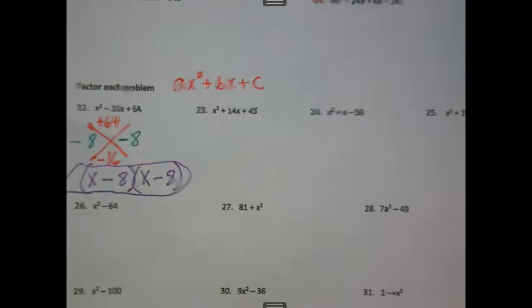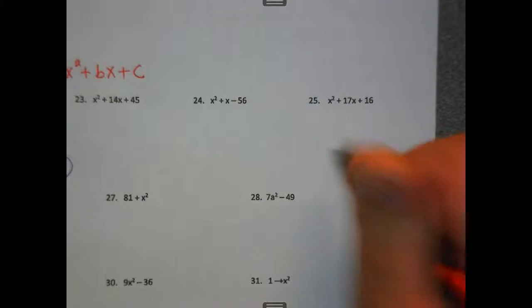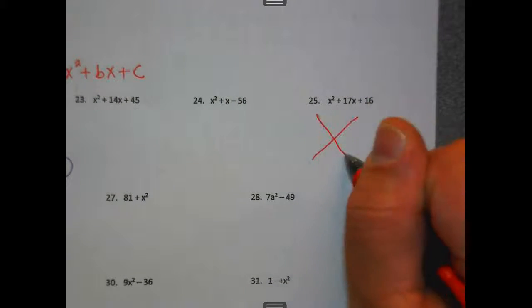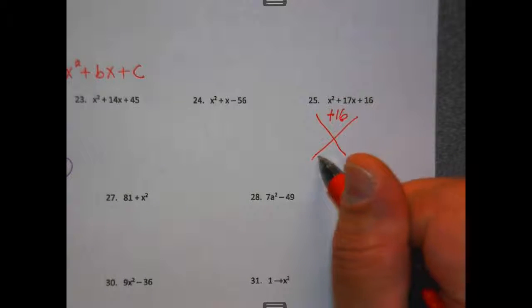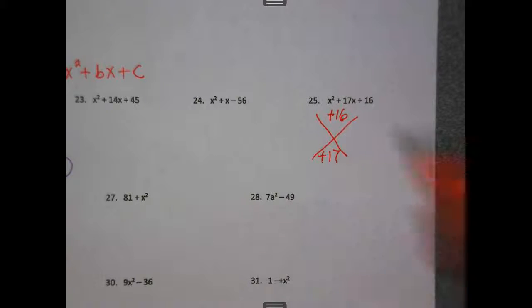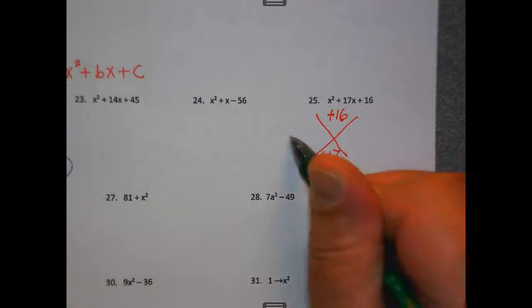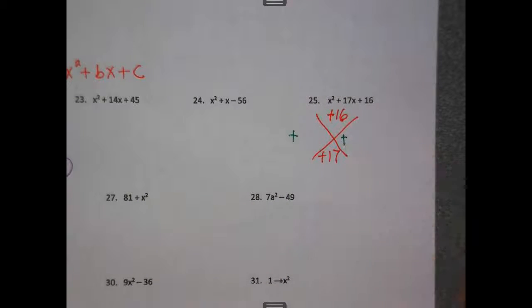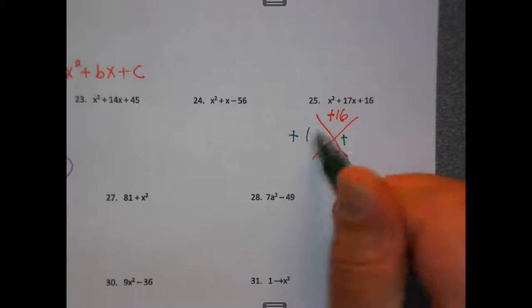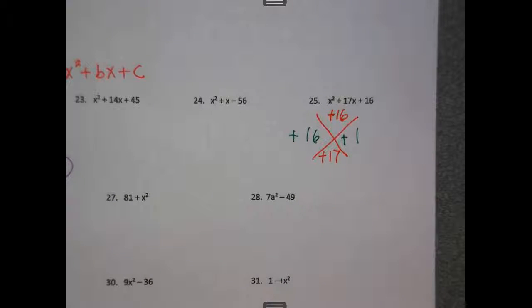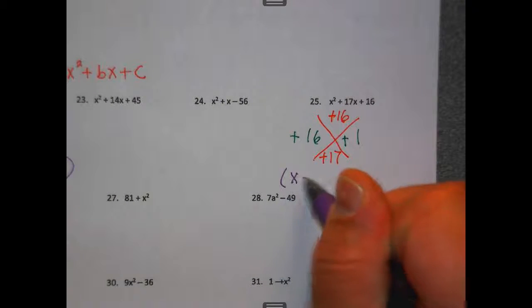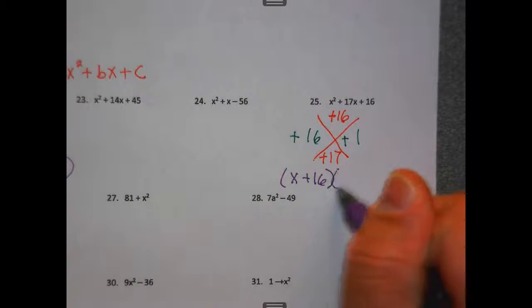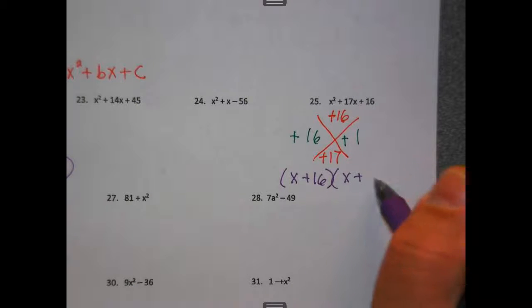Number 25, my x, c is positive 16, b is positive 17. So these must be positive times positive. See, how about 16 times 1? So my factors, x plus 16 and x plus 1.